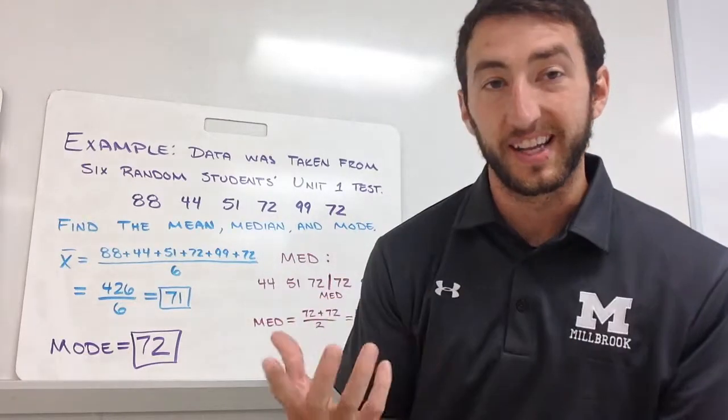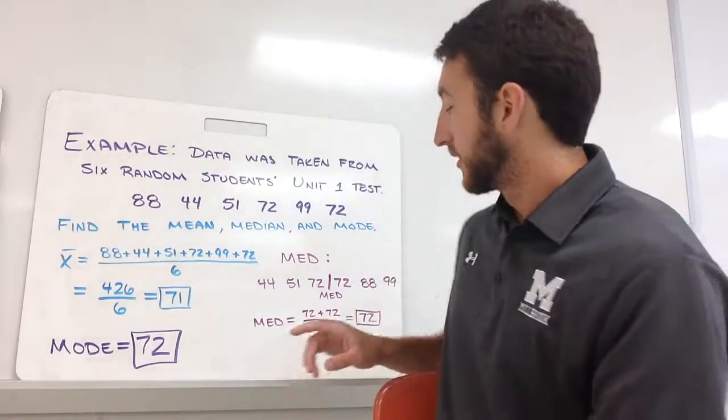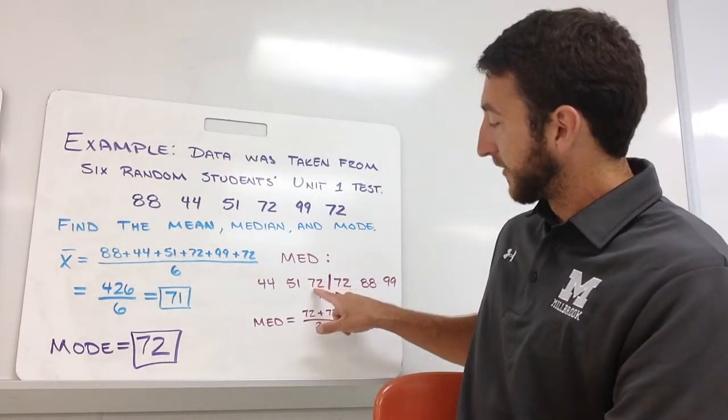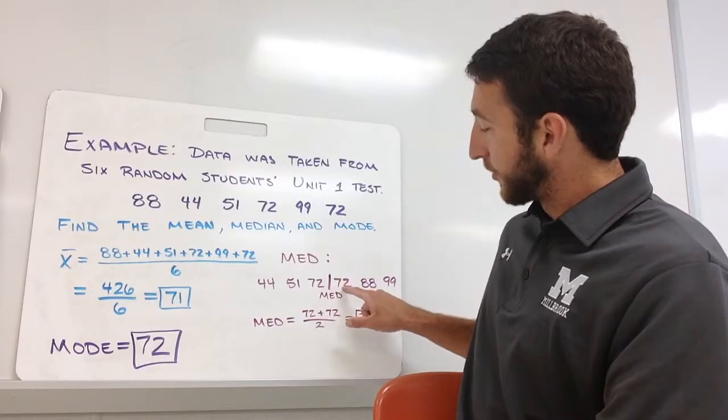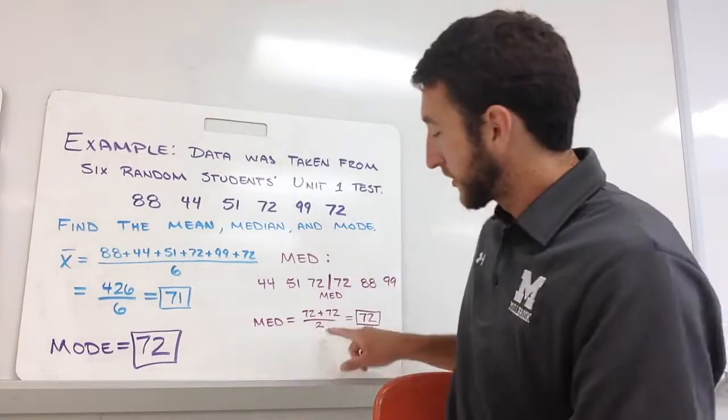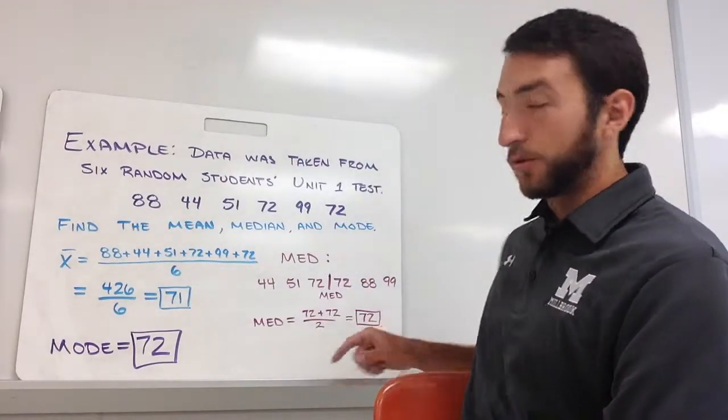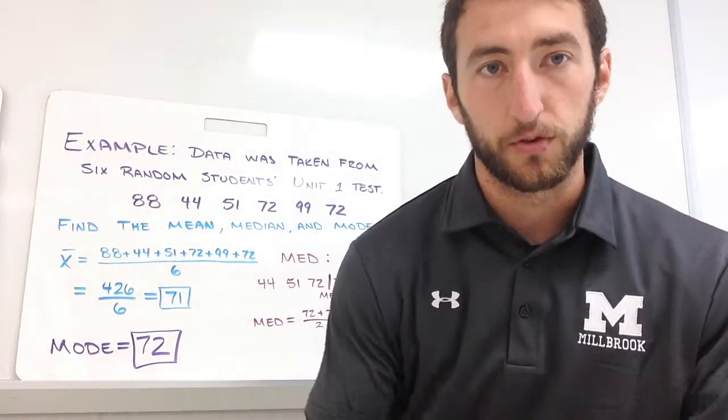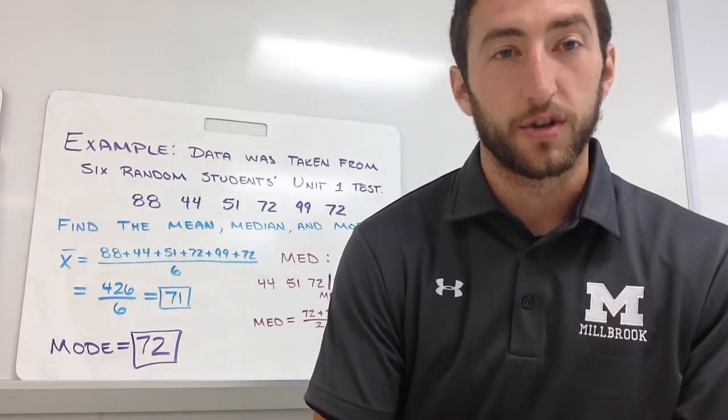So remember, whenever I had an even number of data points, I had to average them. So what I do is I take the 72 on this side, plus the 72 on this side. I've got 2 numbers, so I'm going to divide it by 2, and that gives me 72 as my median. So that is the measures of center.